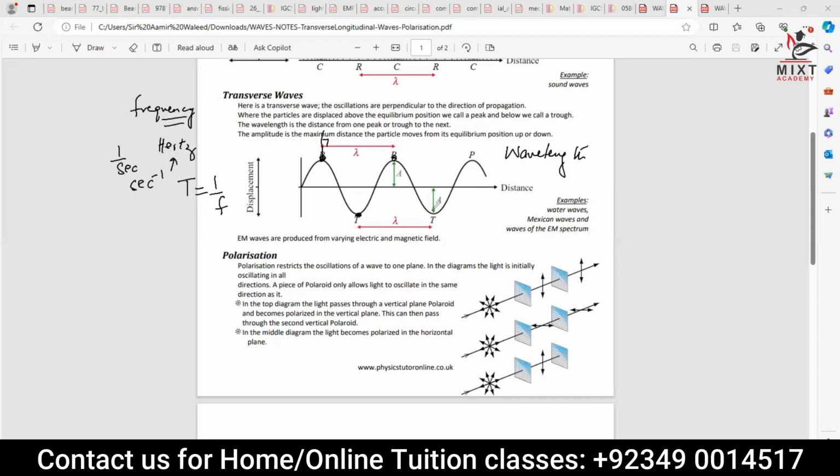Or two consecutive troughs. Why consecutive? Because if you say two crests, it can be that and that as well. So this is not the wavelength. Wavelength is the distance between two consecutive crests, one after another. Same thing for troughs, two consecutive troughs. So just write a definition: distance between two consecutive crests or two consecutive troughs is called wavelength, represented by this sign. We call this sign lambda.